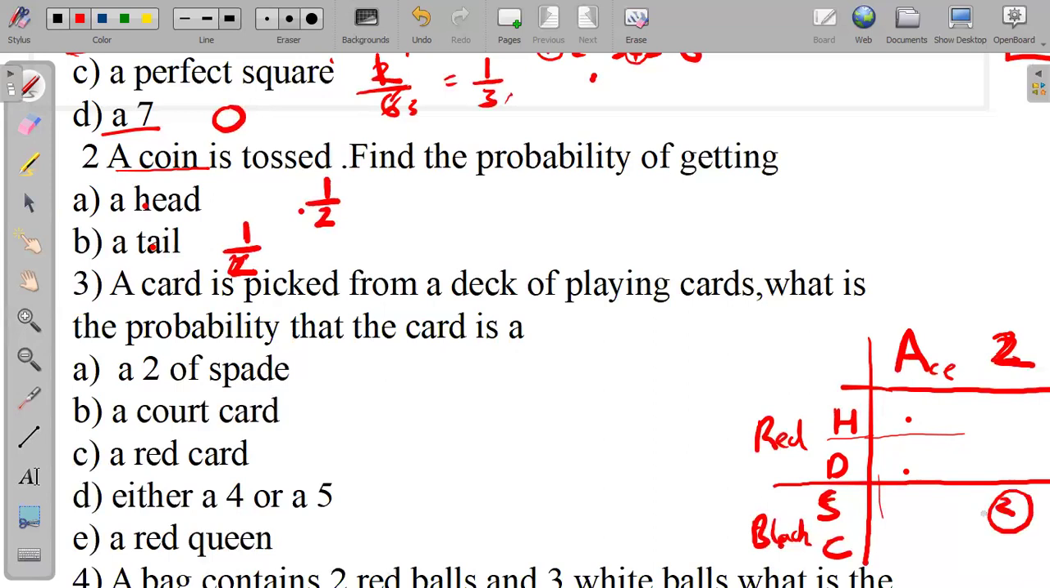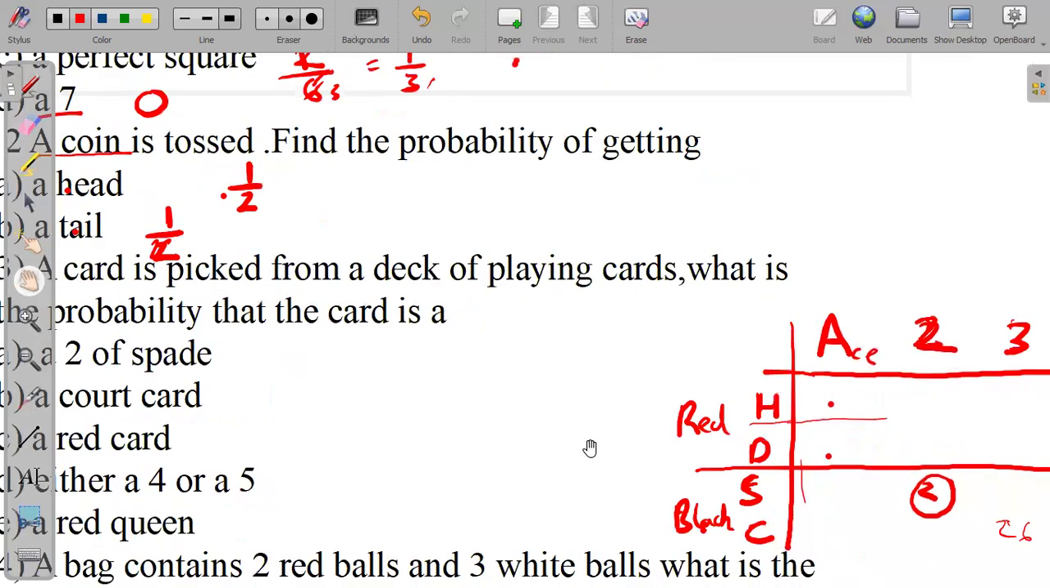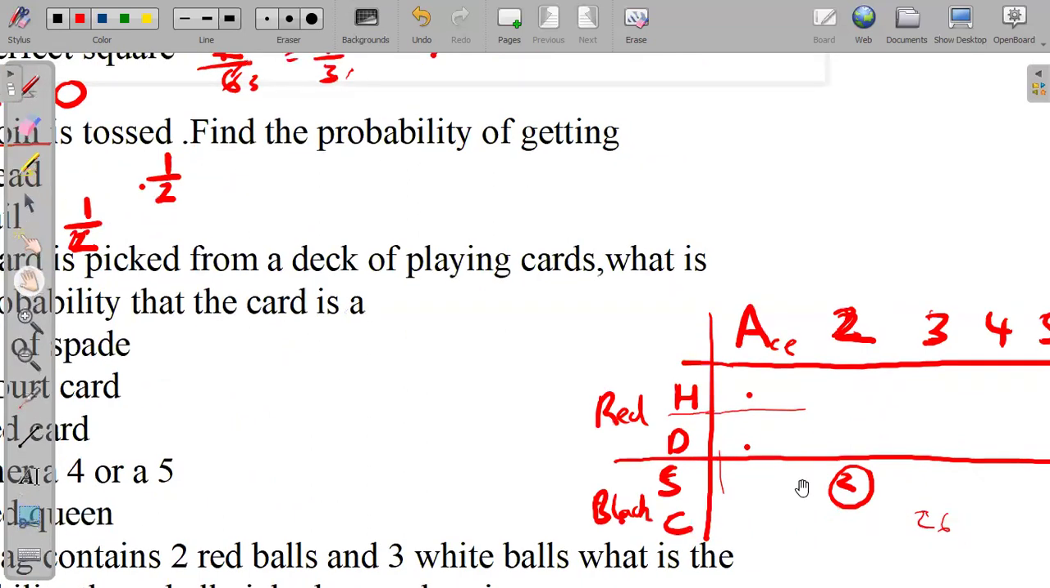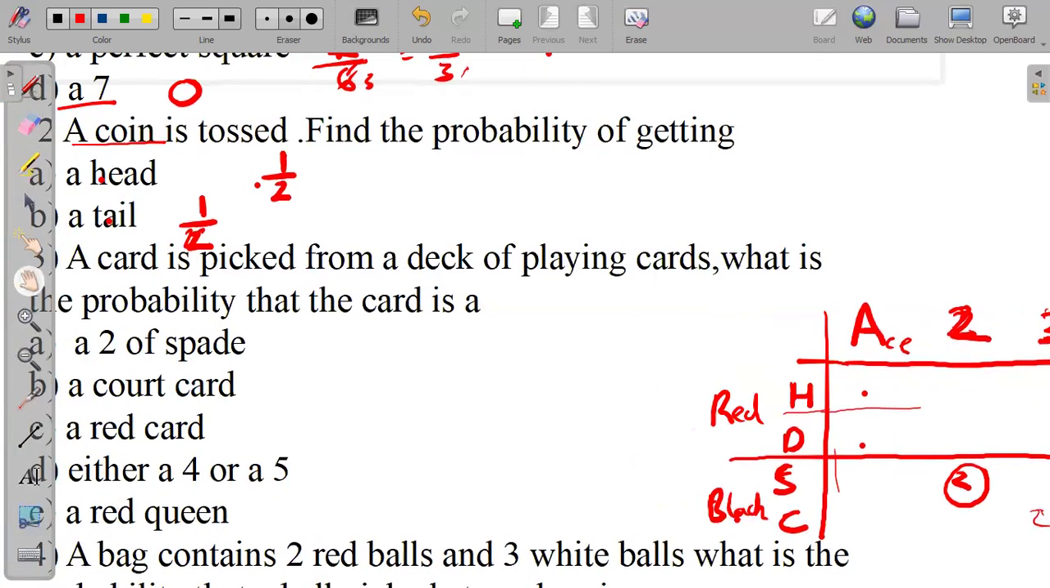We only have 1 2 of spades, because among the spades we have an ace, a 2, a 3, a 4, which means 13 spades all in all, but we only have 1 2 of spades. So for that reason, our answer is 1. Remember, favorable or required outcome over the total. How many are they? 52. So we have answered that question.